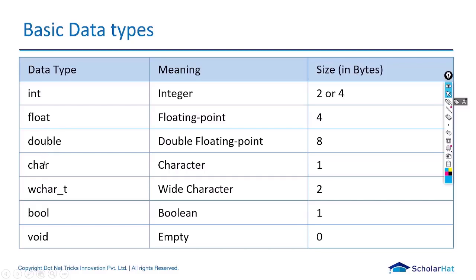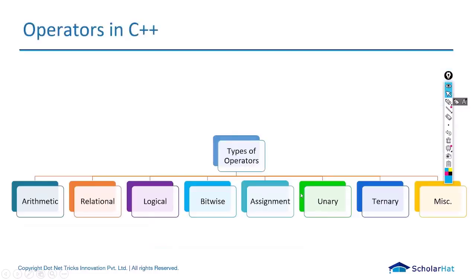Char is for storing characters. Wchar is called the wide character. Bool is for boolean, whether it is true or false. Void is empty, so it doesn't store anything. So we give 0 bytes, 0 bytes are taken in the memory. Similarly, bool takes 1 byte, char takes 1 byte. So all the sizes of the data types depend on the architecture of the machine and operating system, whether it is 32-bit or 64-bit.